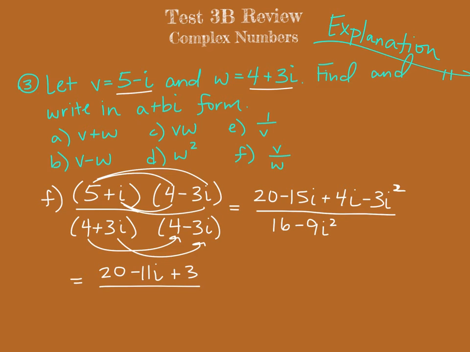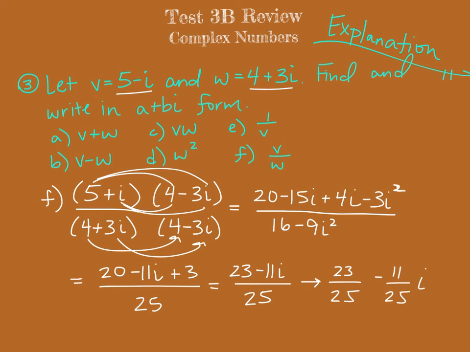And in our denominator, the same thing. This term turns into a plus 9. So 16 plus 9 is 25. The numerator can be simplified to 23 minus 11i over 25. We can't simplify any further by canceling. And so in order to write in a plus bi form, our real part is 23/25. Our imaginary part is minus 11/25 i.